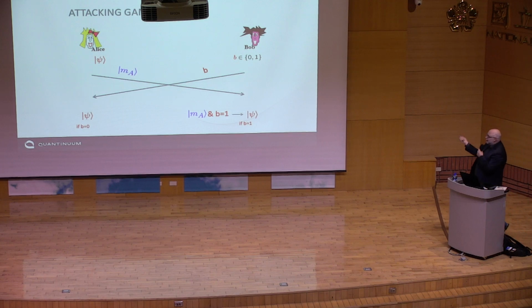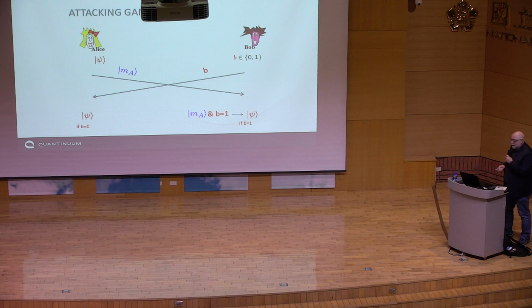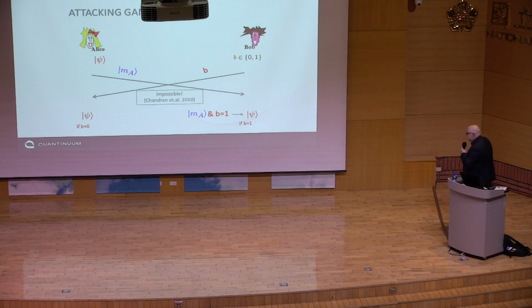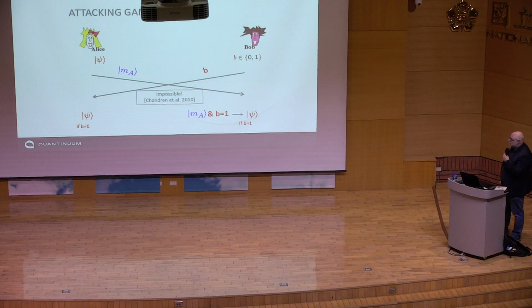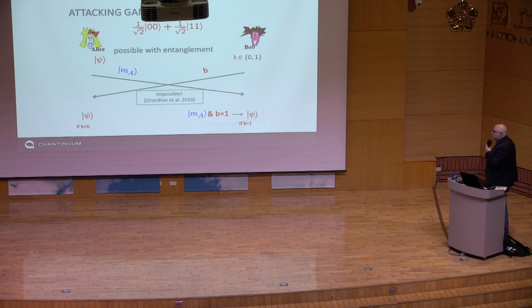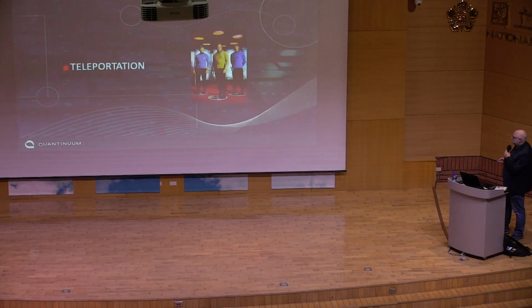So it seems that if you stare at this, Alice and Bob can clone psi. But actually in the paper, Chandran et al. thought that they had a secure quantum protocol in this case. But it turns out that this is not true, because when you have entanglement, you can actually attack this protocol.